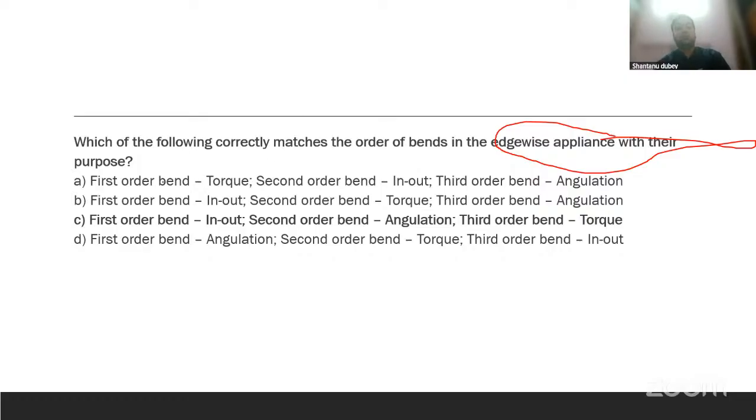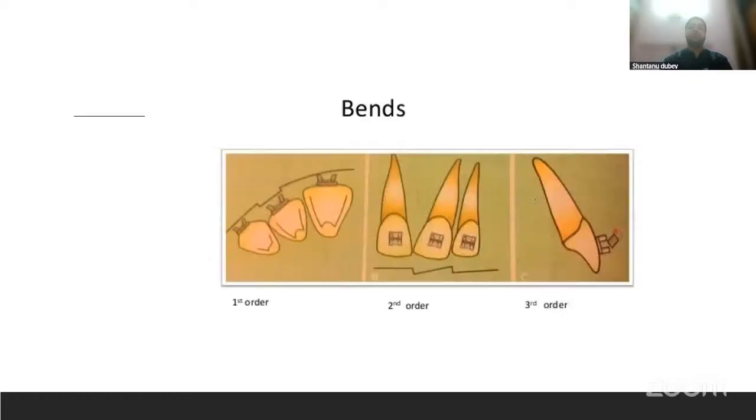Okay. So they are asking what is first order bend, what is second order bend, what is third order bend. It's very, very easy to answer. Remember, if we look from the front of the patient, will you see two different wires, or will you see a single continuous wire like that? If we imagine it from the front, obviously you'll see a single wire. This is in-out bend. You will not see in-out in 2D, right?